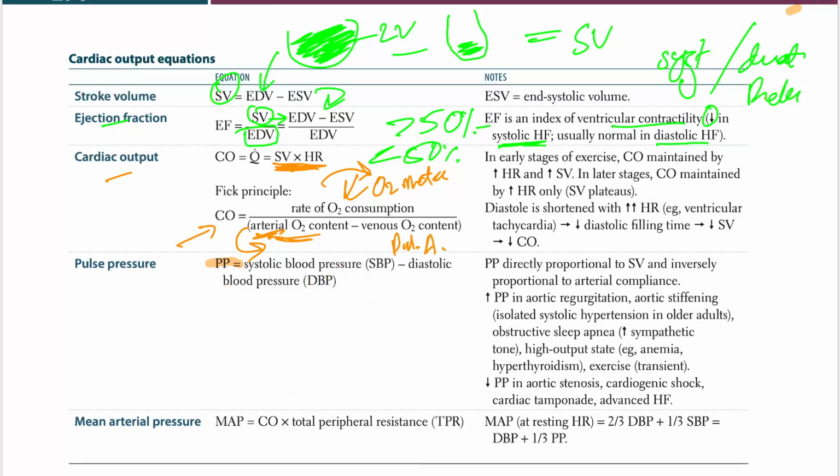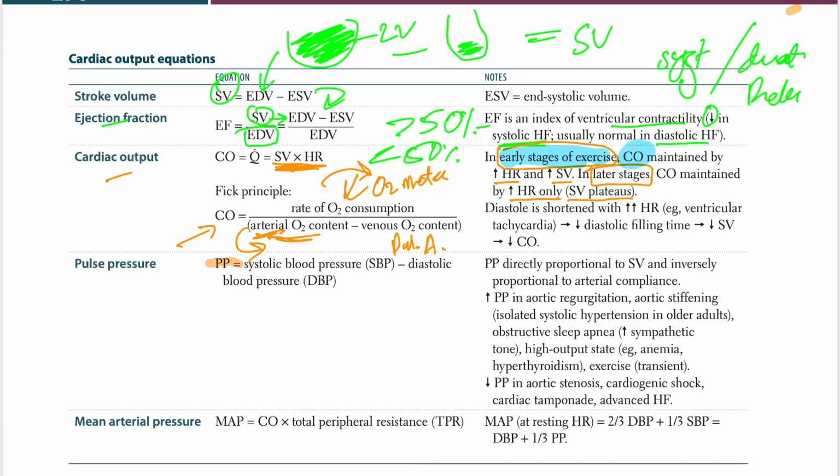Okay, so on the right side, which is sort of a more important thing, in early stages of exercise, the cardiac output is maintained by increase in heart rate and increase in stroke volume. Let's look at the later one and then we compare. In later stages, the cardiac output is maintained by increase in heart rate only, because SV, which is stroke volume, plateaus.